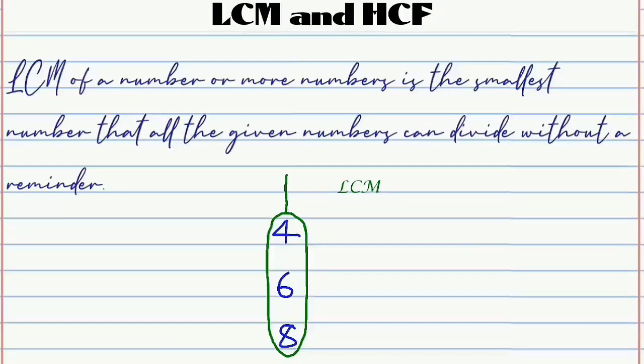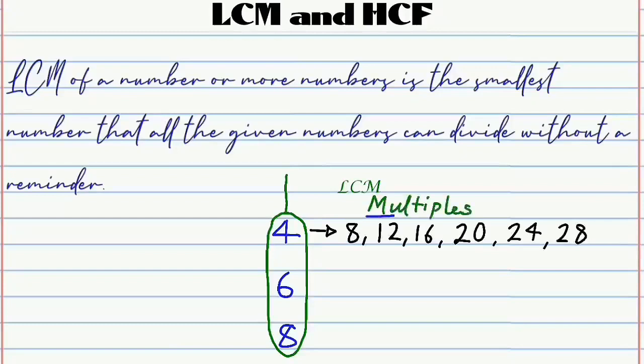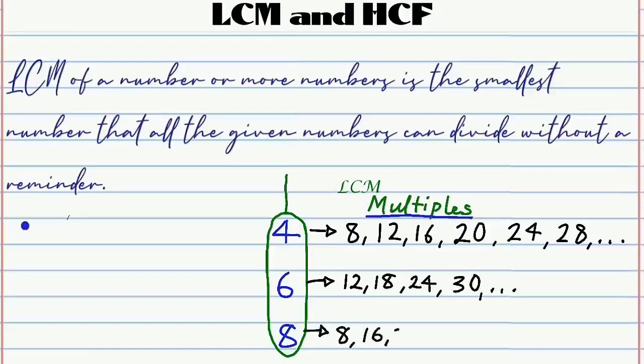Multiples of a given number are those numbers which the given number can divide without a remainder. So the multiples of 4 are 8, 12, 16, 20, 24, 28, and so on. The multiples of 6 are 12, 18, 24, 30, and so on. The multiples of 8 are 8, 16, 24, 32, 40, and so on.